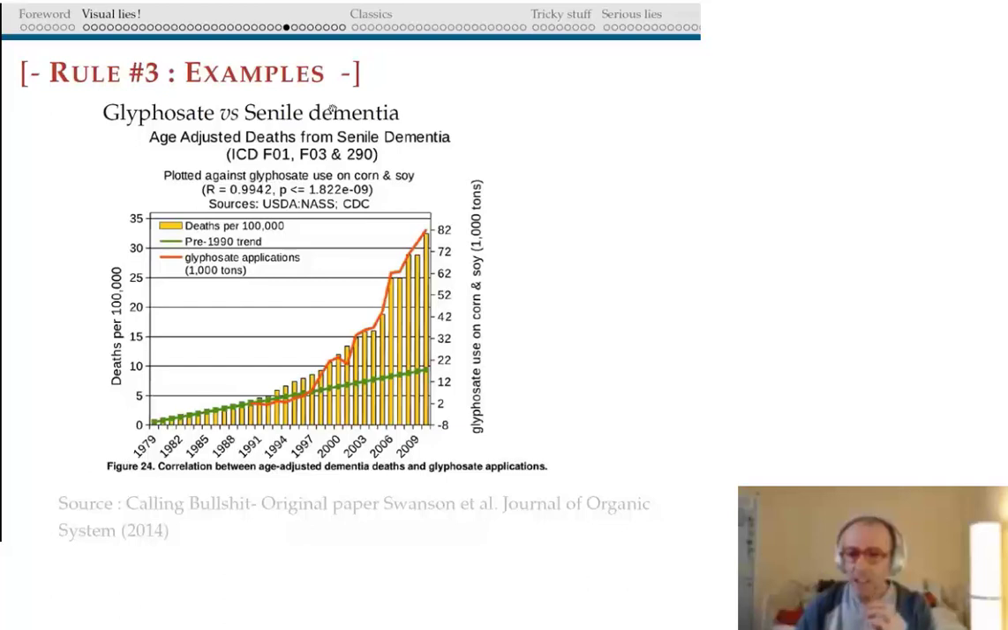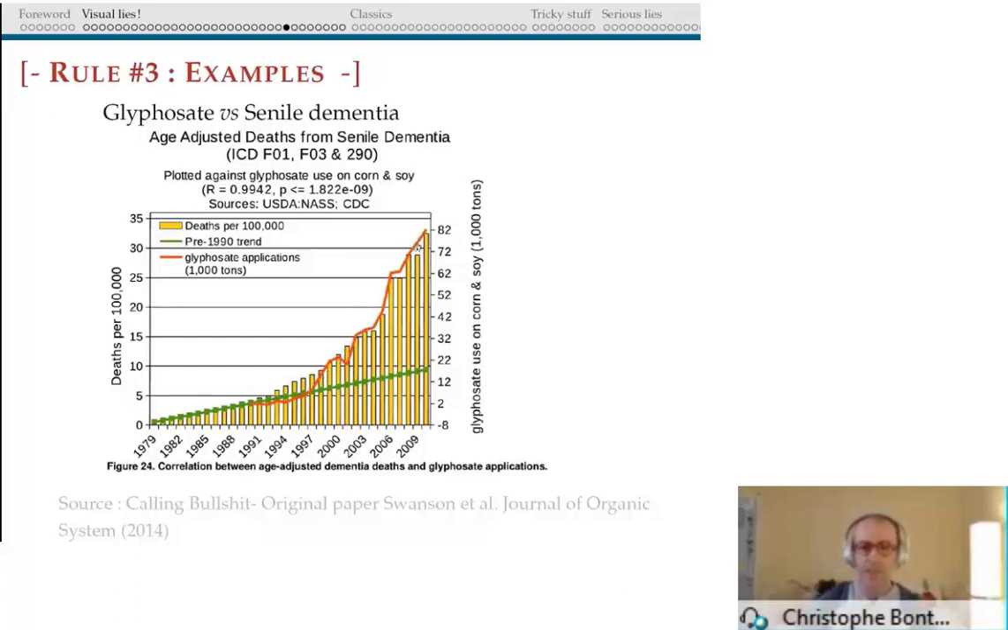But in fact, look at the right scale. So how can a scale start at -1 for glyphosate application in thousands of tons? You applied -8,000 tons of glyphosate? Surprising. But look at the graphic, it matched perfectly. So when things match, you perform the test that, oh, the two match, there must be a link.